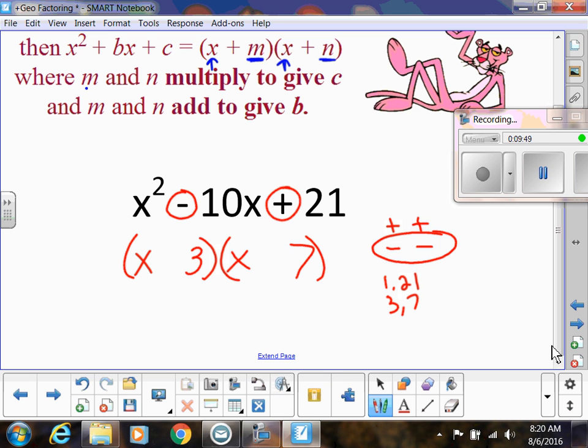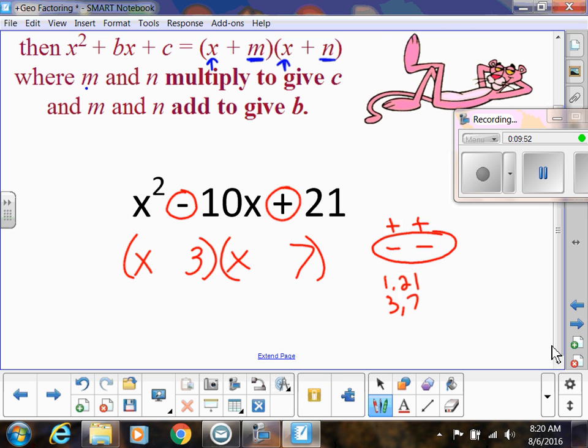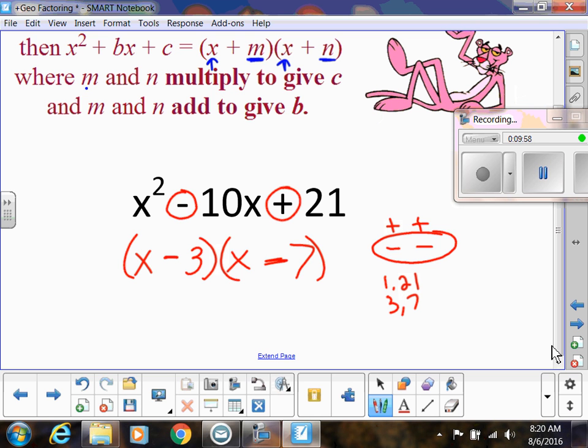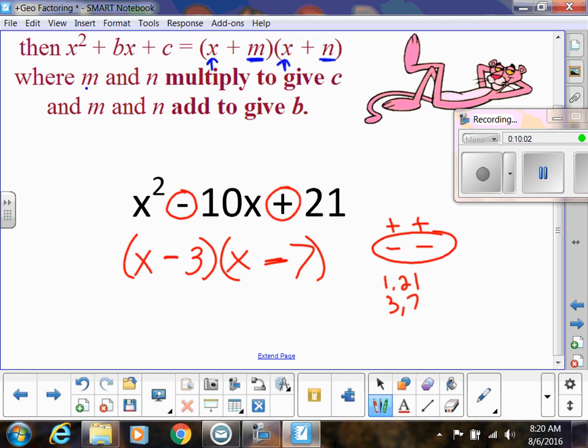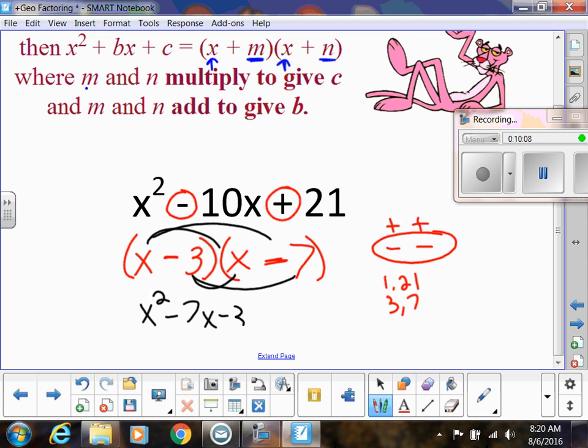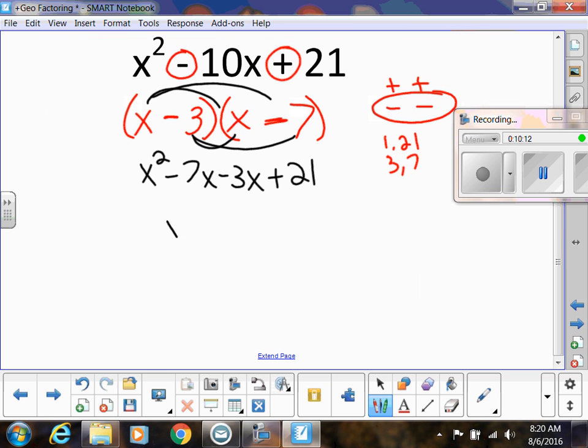But here's the thing. We said that 3 and 7 had to both be negative in order for this to add up to negative 10. So I need to put a negative 3 and a negative 7. So it looks like x minus 3 and x minus 7. As always, you can check yourself just to make sure you're doing it correctly. So when in doubt, check yourself. So on a test, you always know if you've done it correctly.